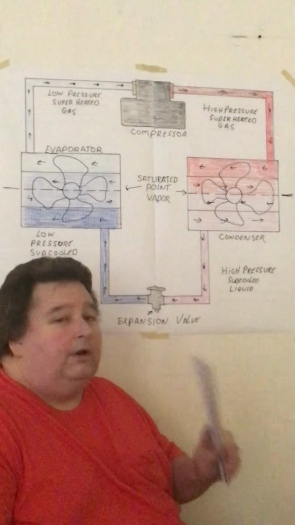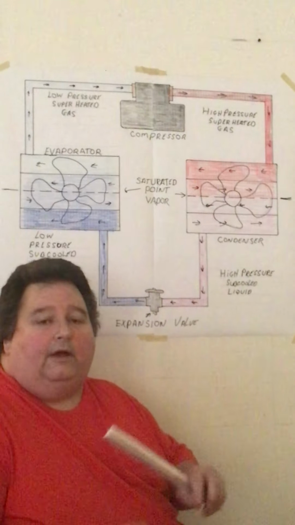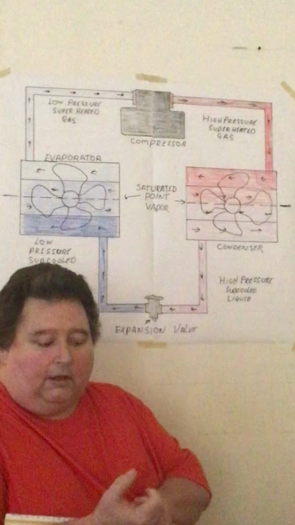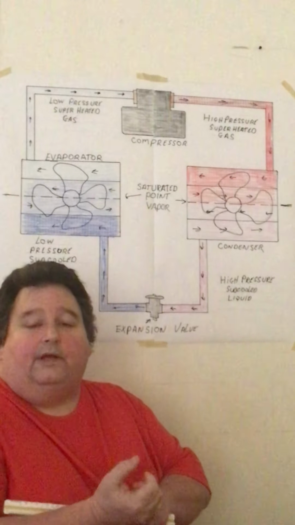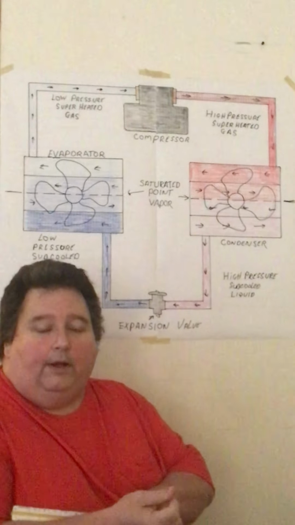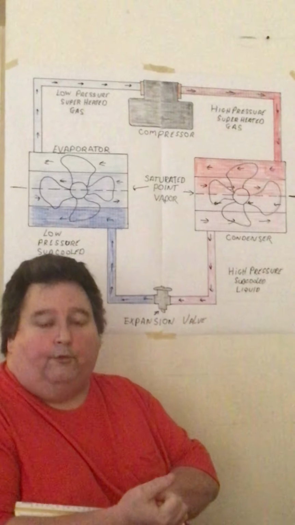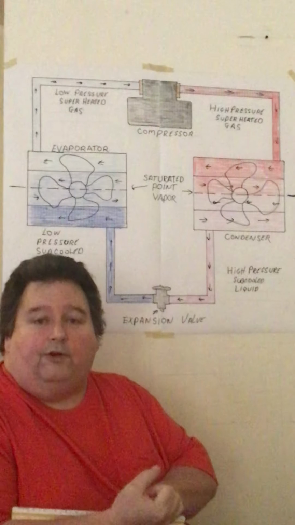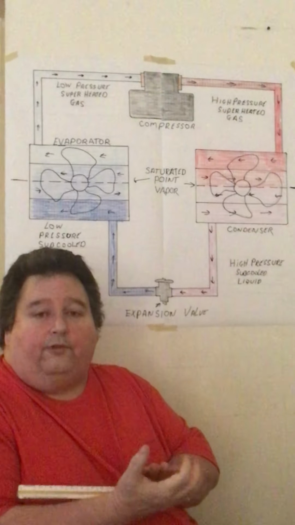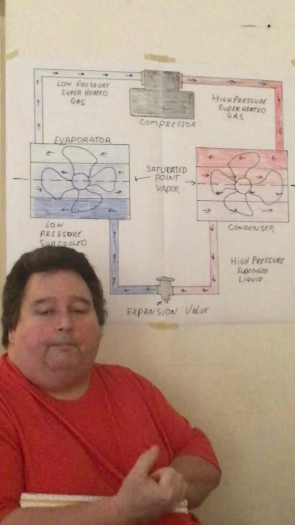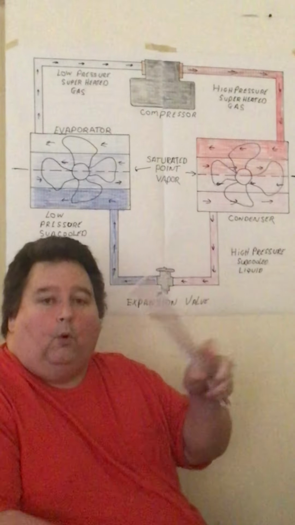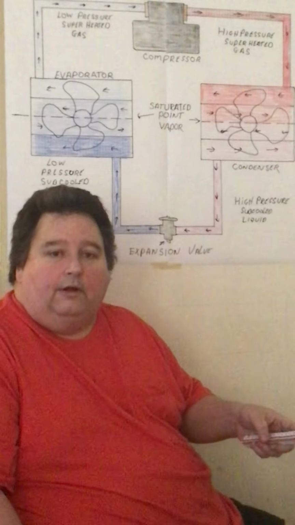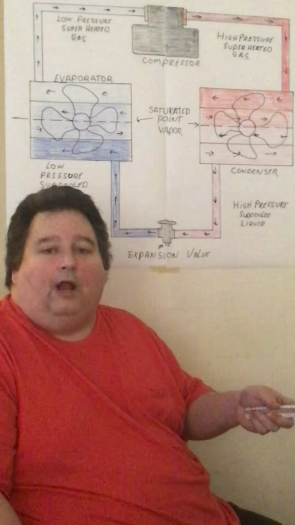So what I want to do first is tell you that there are four basic components to the refrigeration cycle: the compressor, the condenser, the evaporator, and the expansion valve or the metering device. The main part of refrigeration is the compressor. The compressor is like the heart of the unit. It pumps the refrigerant through the coils all around the system. Without the compressor pumping, it's not working.